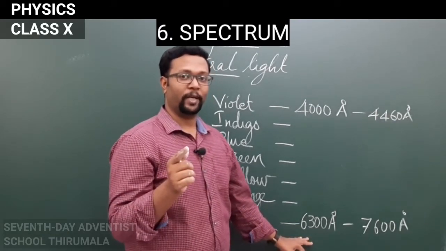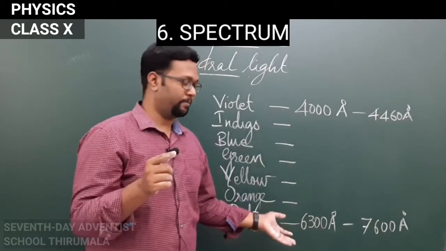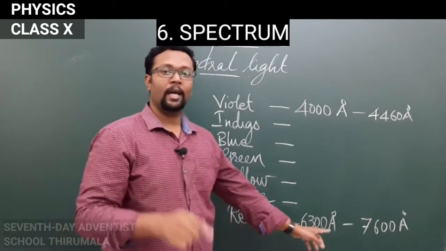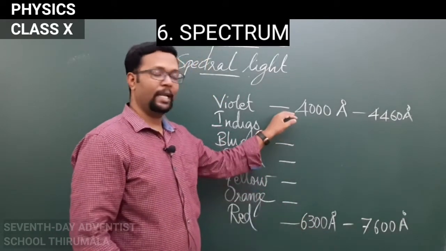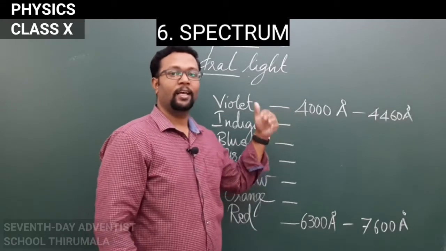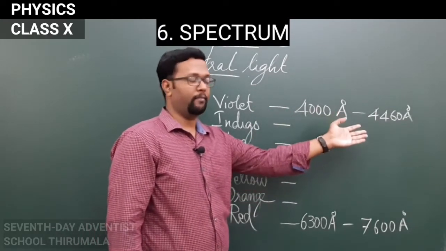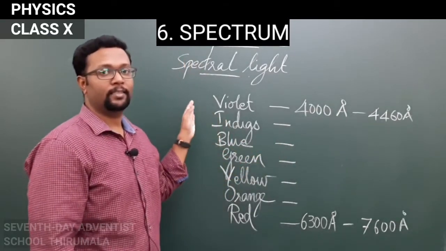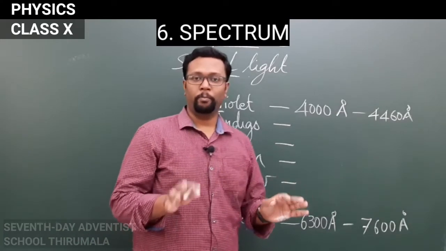Who has higher frequency? They are all traveling at the same speed. Red, higher wavelength, less frequency. Violet, less wavelength, higher frequency. Then only when you multiply frequency and wavelength, we will get the same velocity for both of them when they are traveling together in a medium.